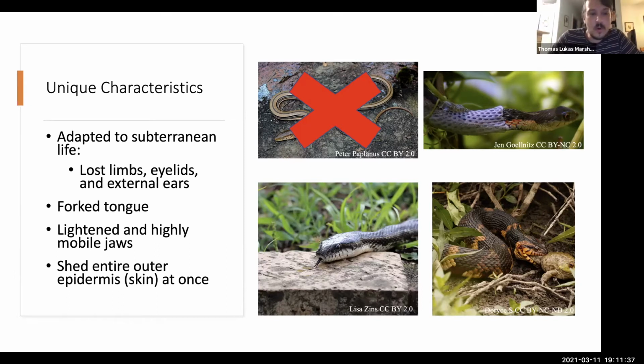So one thing to point out is that snakes do share these characteristics with some lizards. Some lizards don't have limbs. Some don't have external ears. Some lizards have forked tongues. But the fact that all snakes have all of these characteristics and share them makes them unique and makes them snakes.